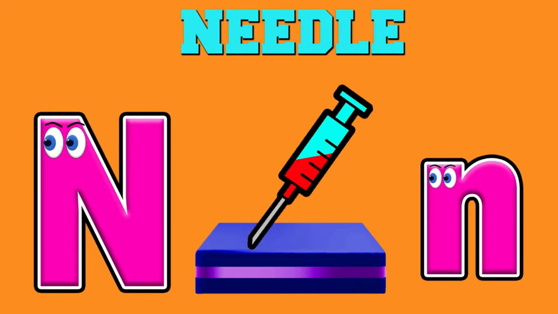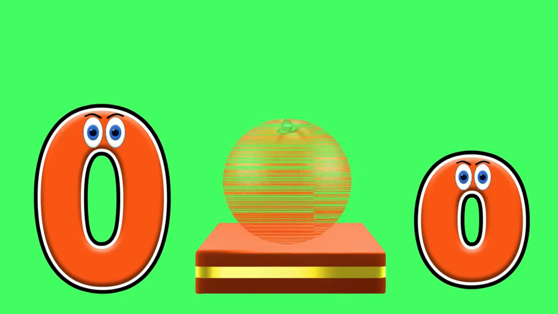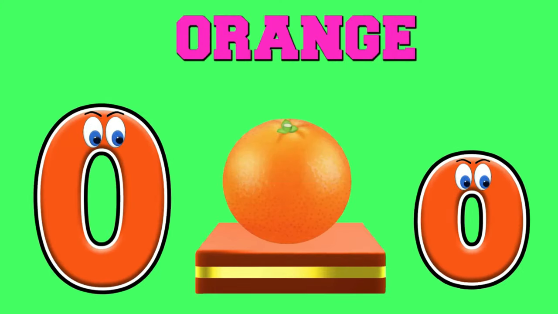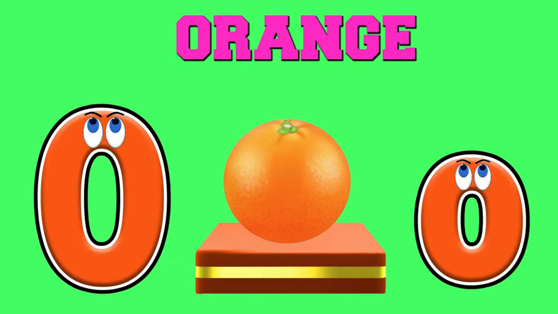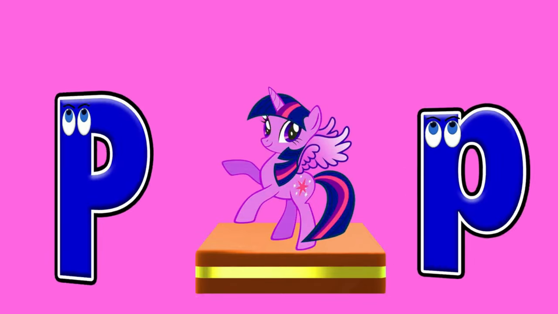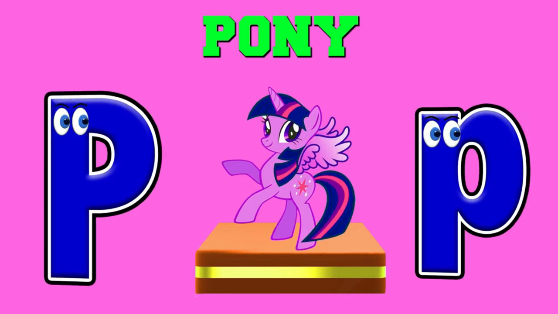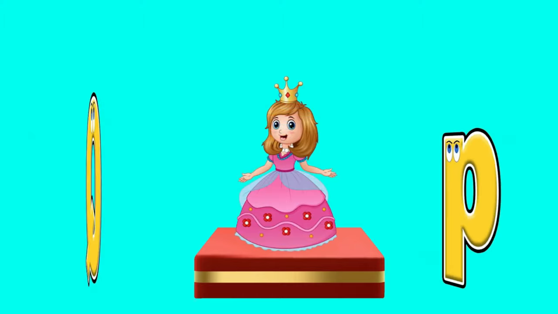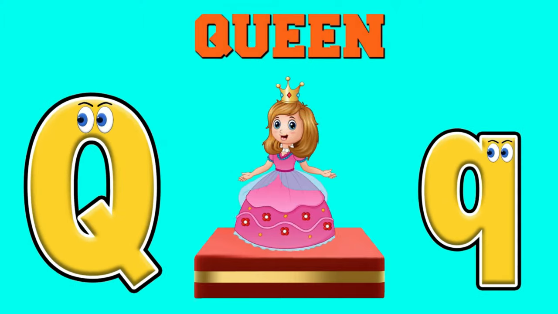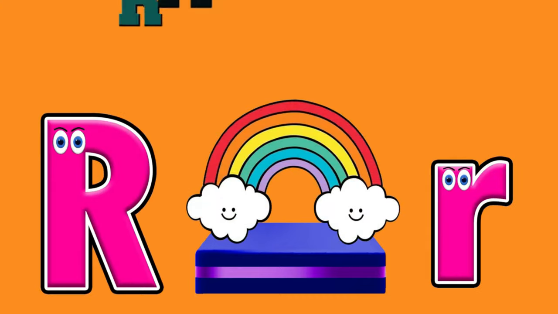Needle. O is for orange. Orange. P is for pony. Pony. Q is for queen. Queen. R is for rainbow.